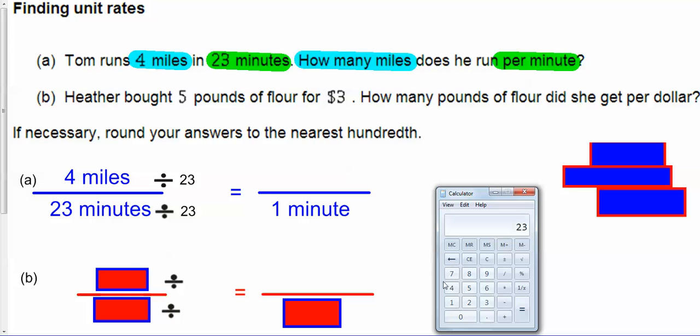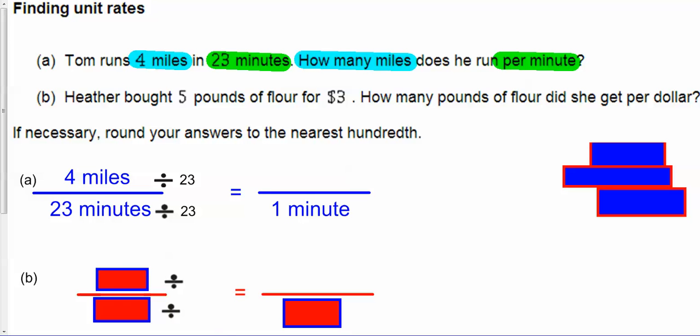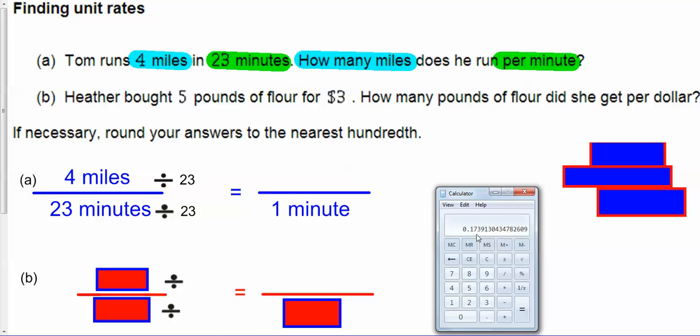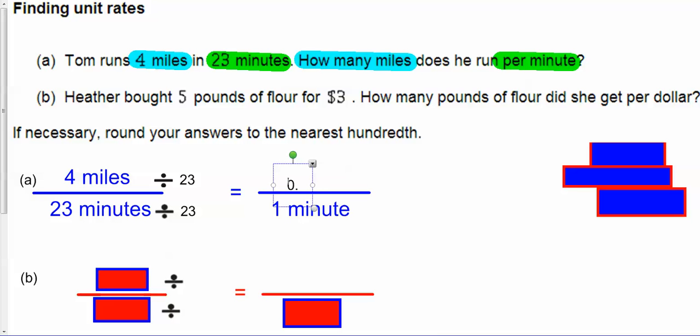So I'm going to type in 4 divided by 23. Okay? And that equals a really small number. So I'm going to round to the hundredths place. So the 3 tells the 7 to stay the same. So it is 0 and 17 hundredths miles. That's how far I run in 1 minute.